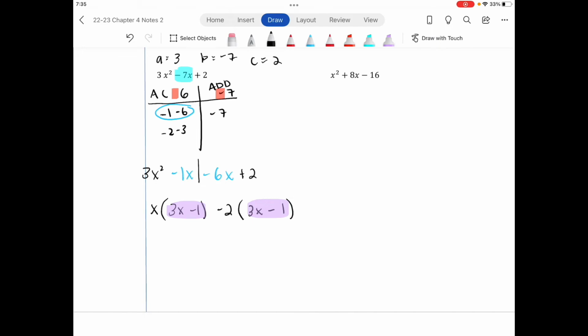Our first set of parentheses will be 3x minus 1. Take those outside values for our second set, which is x minus 2. And here's our equation in factored form.